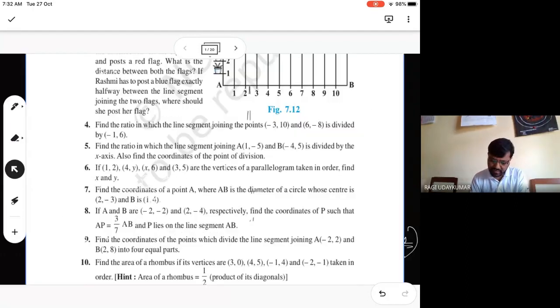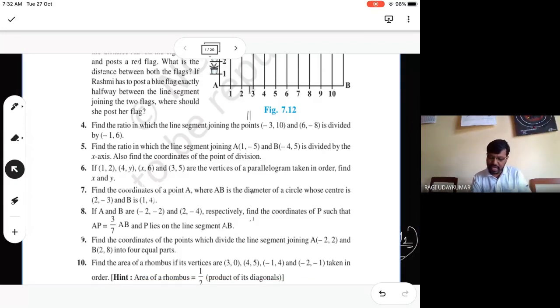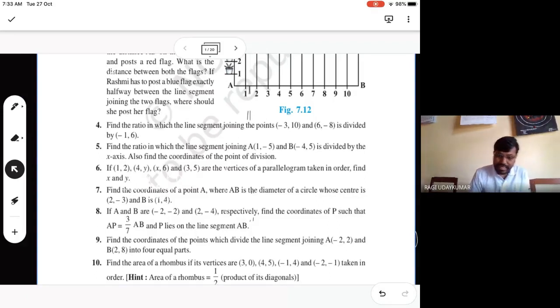So the fourth question is given to you. Find the ratio in which the line segment joining the two points is divided by the point. The point is already given, one point divides the line segment between the two points. So what are the coordinates given here? -3, 10 is one point, and 6, -8 is the other. Dividing these two, at what ratio will -1, 6 divide?